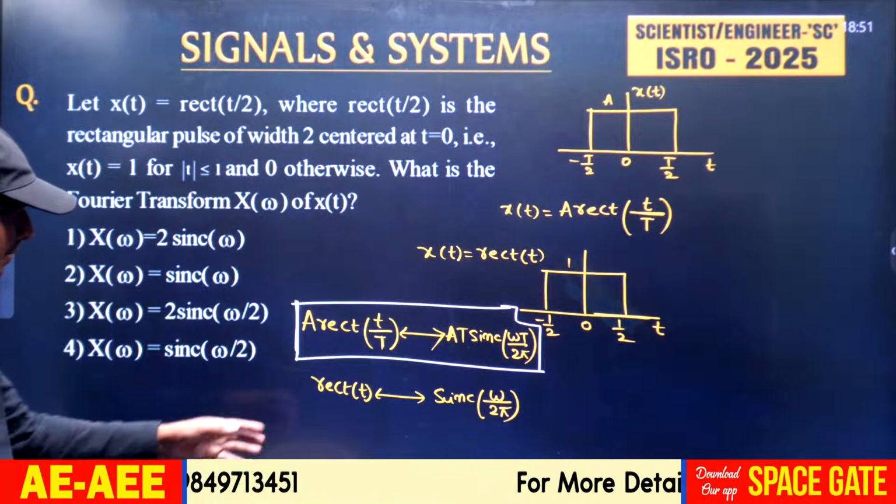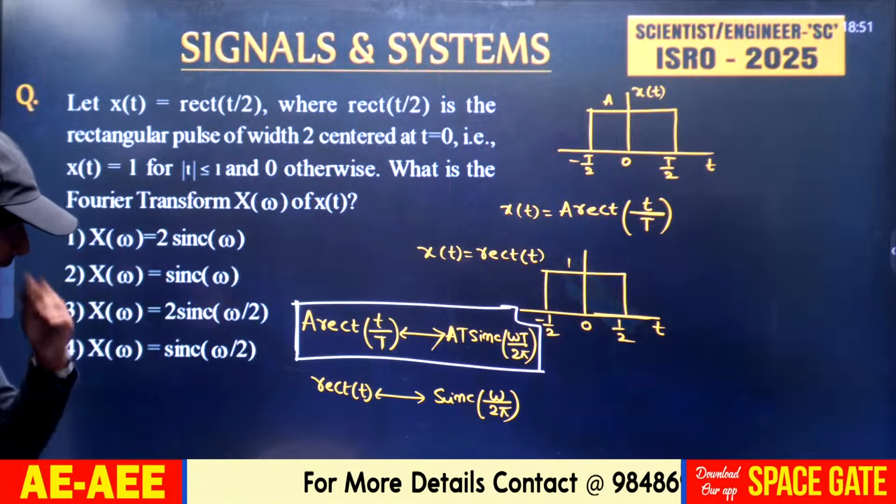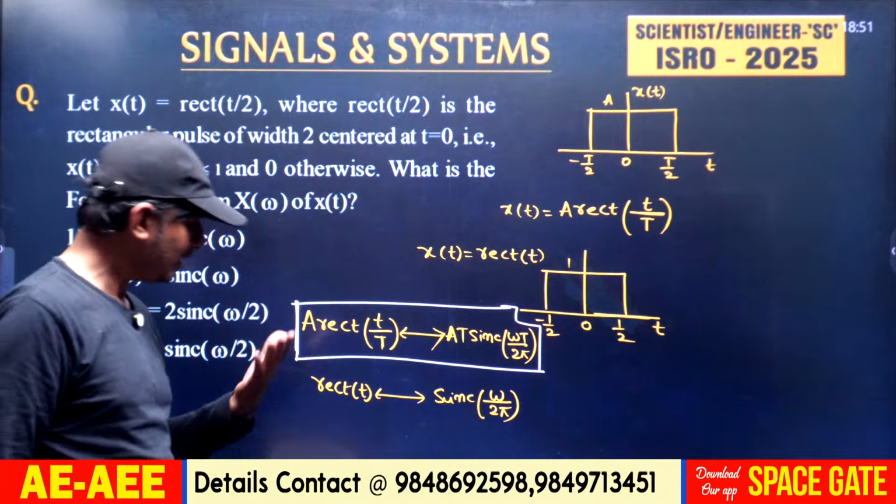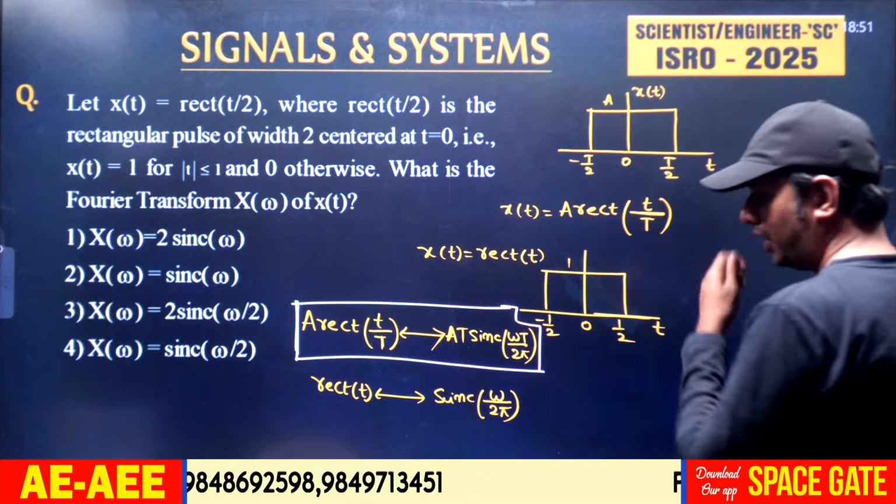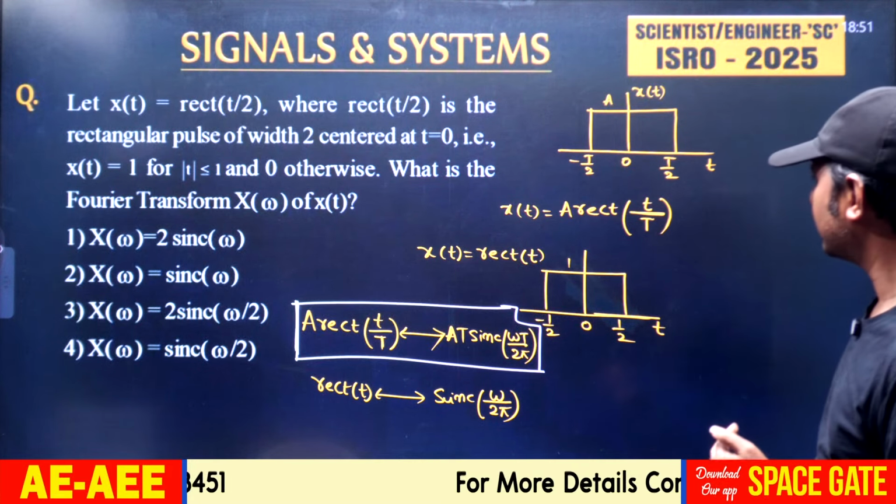Sinc of omega by 2 pi. Hope you are getting it, right? Now let us try to understand what is the scaling property of Fourier transform.